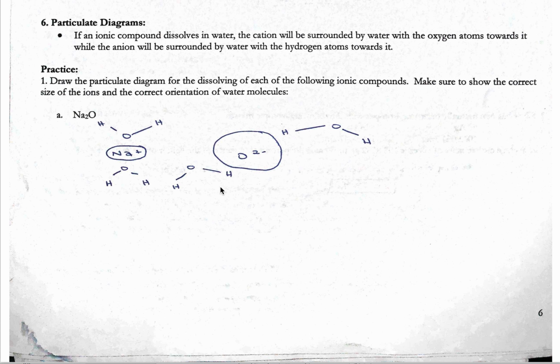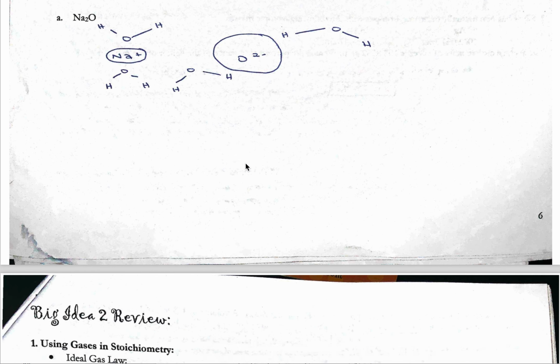Here for the particle diagrams, be careful because it wants you to show the correct size of the ions and the correct orientation. So if I'm comparing sodium ions, Na plus, with O2 minus, the sodium ions are going to be smaller, so the circle I create is going to be smaller than that for O2 minus. So make sure that you don't miss points because you don't show something that's obvious to you, which is that sodium ions are smaller. Then, since sodium is positively charged, the oxygen in water is going to be facing it, while here, the hydrogen is going to be facing it.